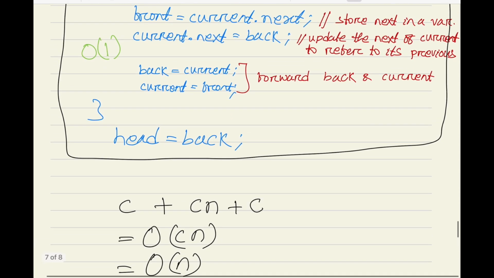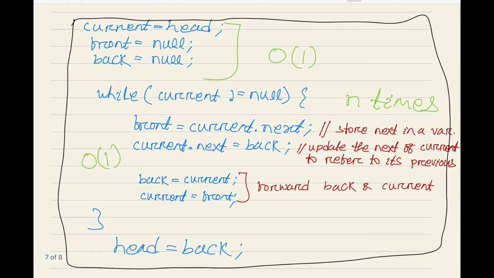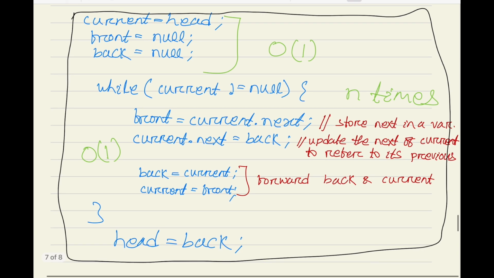Now what is the space complexity? Space means how much extra memory is required in terms of n. So here you can observe we are taking only 3 reference variables: current, front and back.